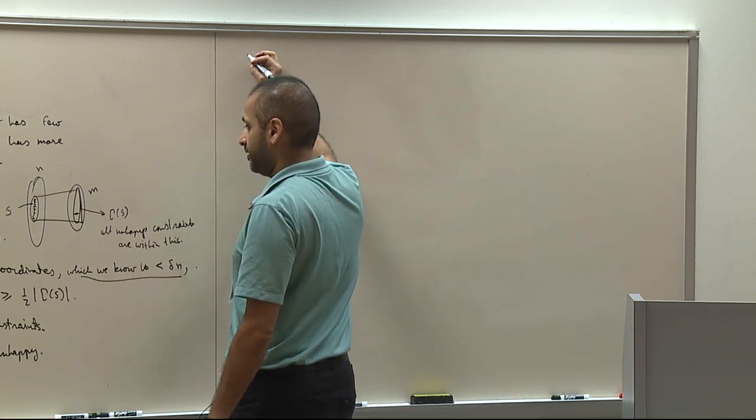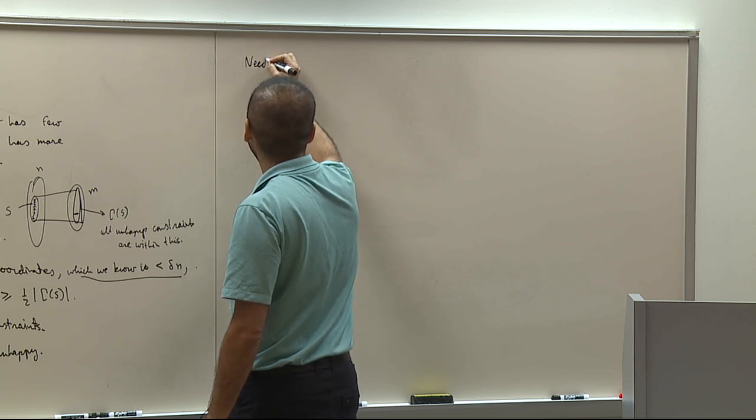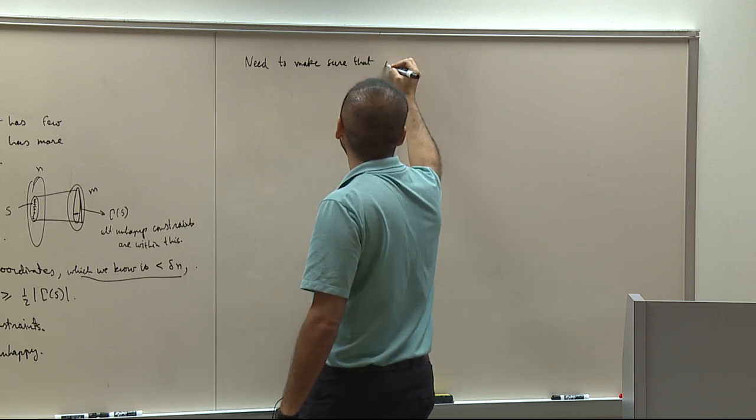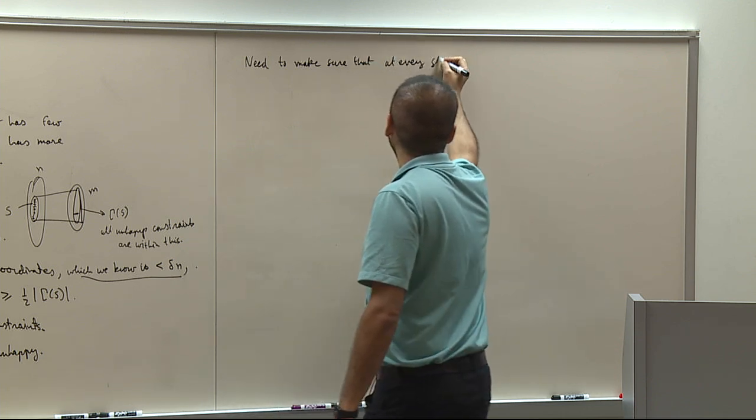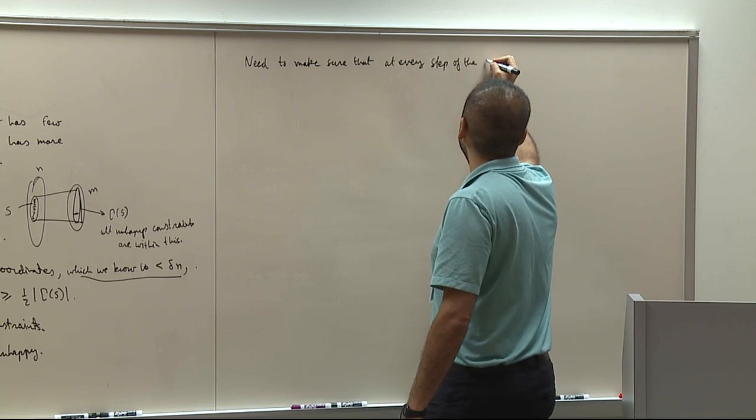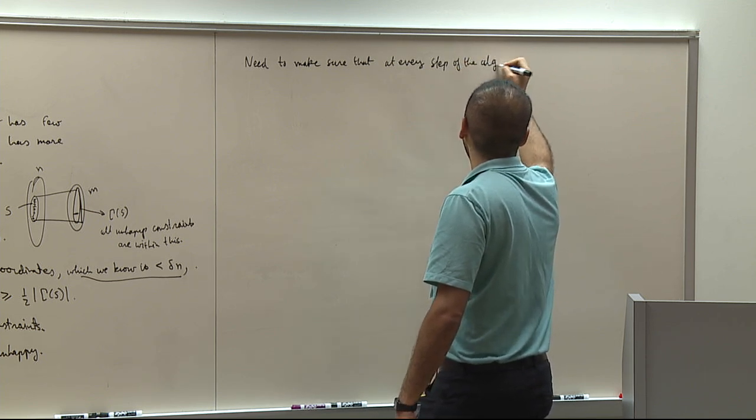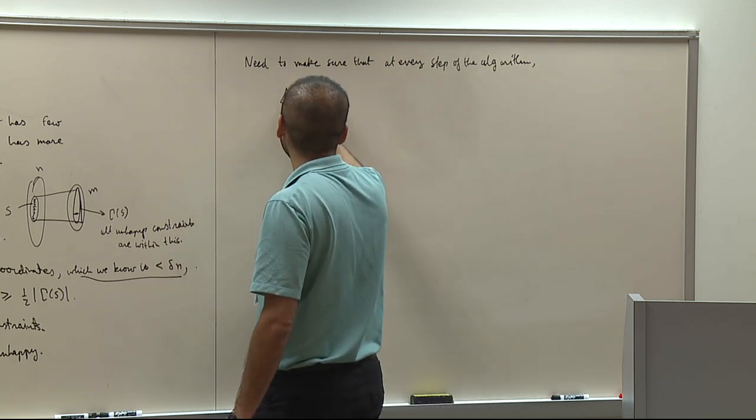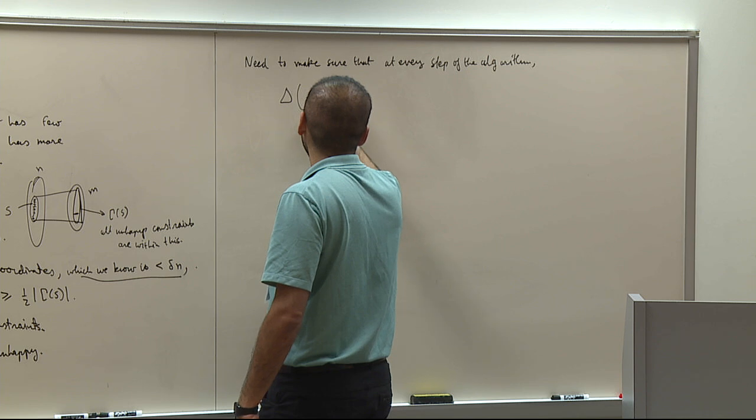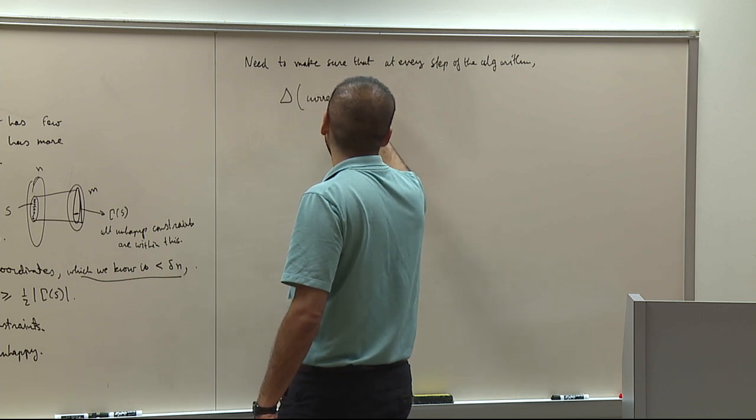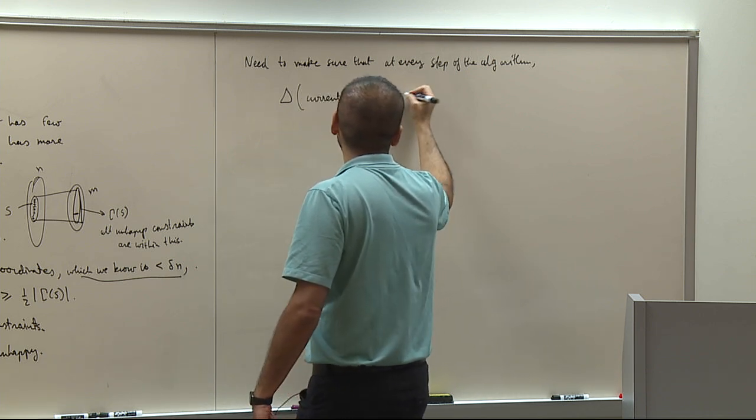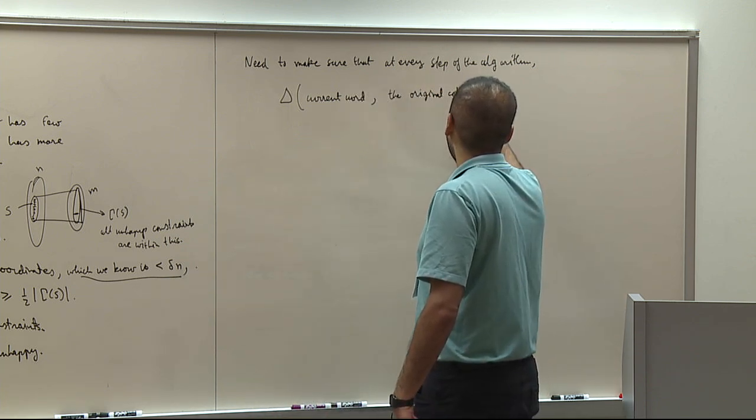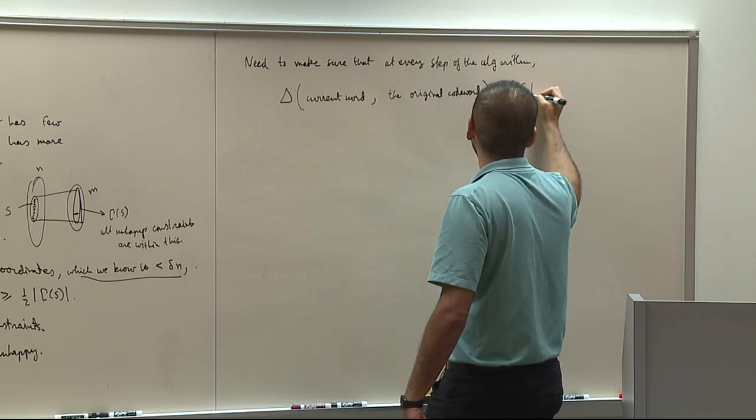So we need to make sure that at every step of the algorithm, the distance of the current word from the original code word is at most delta n.